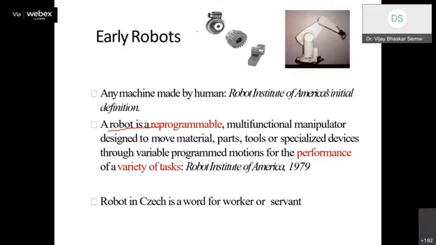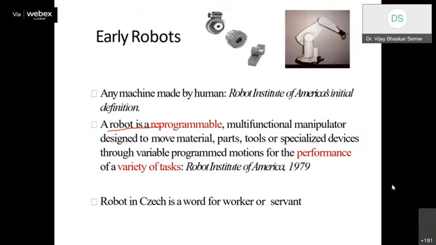There is no particular set of tasks. We have a set of tasks which you have to perform. The Robot Institute of America redefined this definition and proposed it in 1970. Robot comes from a Czech word which means work, worker, or servant. Mostly it is an assistive device which helps human beings to perform tasks and reduce our burdens.